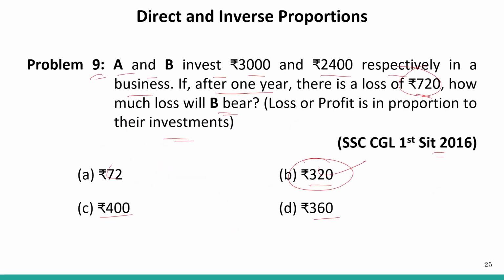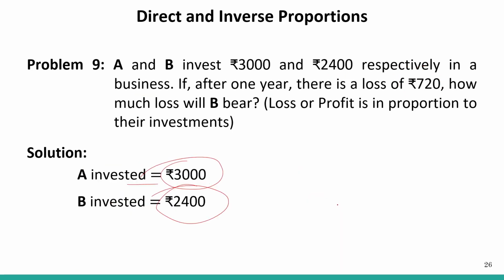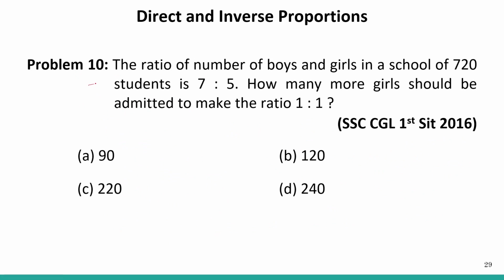So this is the correct answer. These are all wrong answers. Okay, neither A, C nor D is correct. Only B is correct. So let's see problem number 10. Okay, what it brings to us. The ratio of the number of boys and girls in a school of 720 students is 7:5. How many more girls should be admitted to make the ratio 1:1? Okay, so is it 90, 120, 220 or 240?